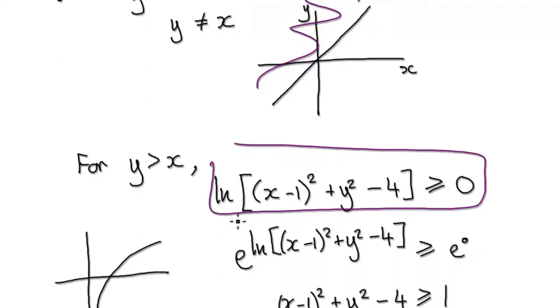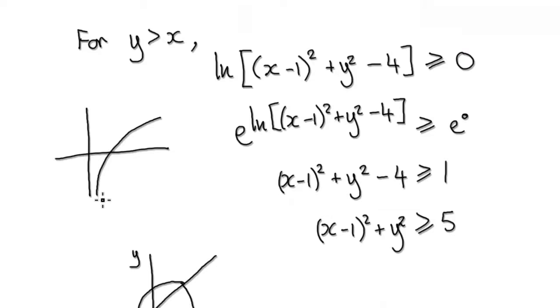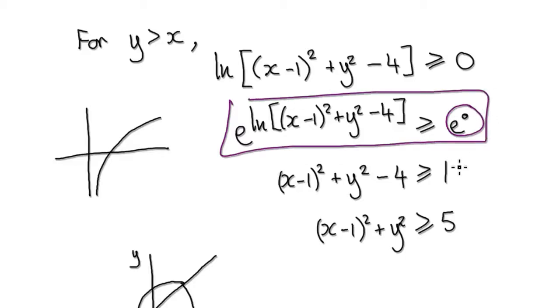So now looking at our natural log graph, we need it to be bigger or equal to 0. So we are basically interested in this region here. So now from here, exponentiate both sides with base e. That will then take you to here. E to the power 0 is 1, and in a way these two cancel each other out, leaving you with this.